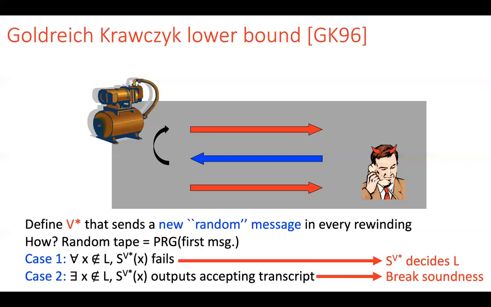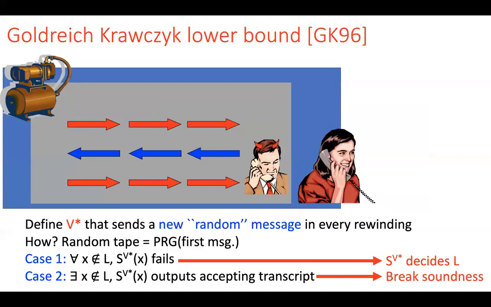Okay, so let's go deeper into case 2. We want to show how this lower bound works. So we have a particular no instance on which the simulator outputs. Now I'm going to construct a malicious prover that's going to break soundness. And this malicious prover in her head is going to run the simulator with the defined malicious verifier, and is going to try to convince an external honest verifier.